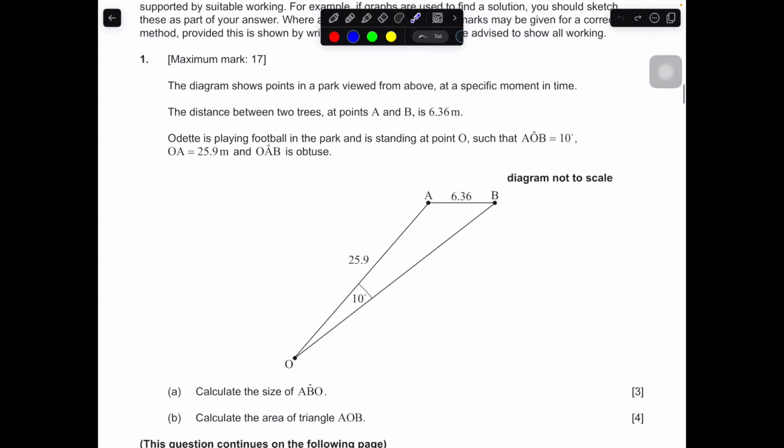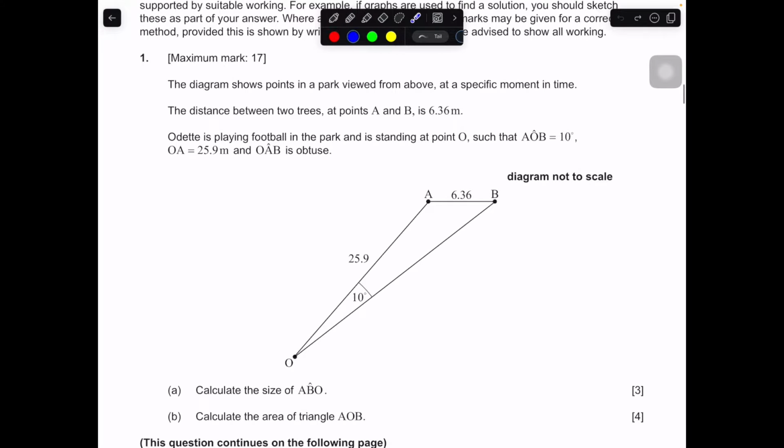First question, part A, they're asking us to calculate the size of ABO. So ABO, they're asking us to find this value right here, which we can call theta. In the realm of non-right angle trigonometry, we have three formulas essentially that we can draw on: sine rule, cosine rule, or the area of a triangle. Sine rule is generally going to be the most straightforward and easiest to apply. So let's see if we can use the sine rule, and if not, then we might need to use cosine, and so on.